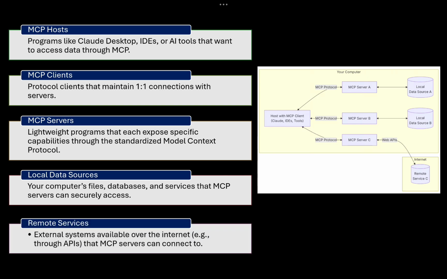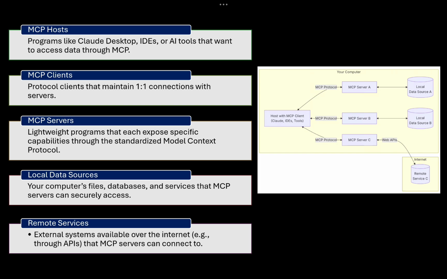Then we can also have remote services. These remote services are nothing but external systems available over the internet, right? So that the MCP server can connect to them. Typically these external or remote services are exposed through APIs, and based on that the MCP server can connect to a remote service through these web APIs.